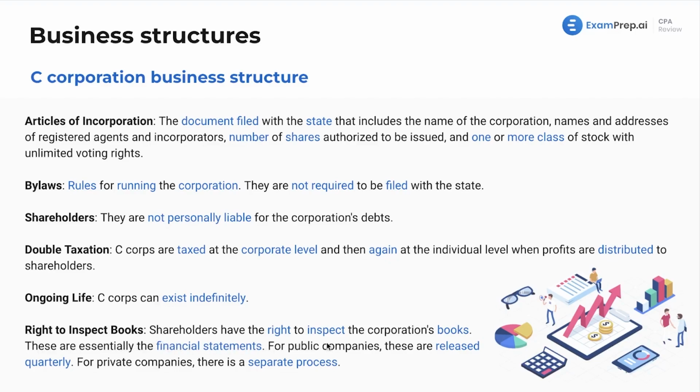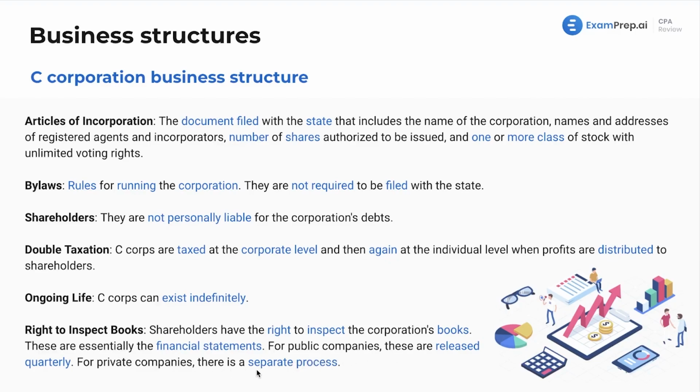Shareholders have the right to inspect the corporation's books. However, this is not that easy. Like I said, you can't just go and demand to see the books, right? The financial statements. But in essence, these are the financial statements. That's why they release financial statements every quarter, every year. For public companies, they are released quarterly.